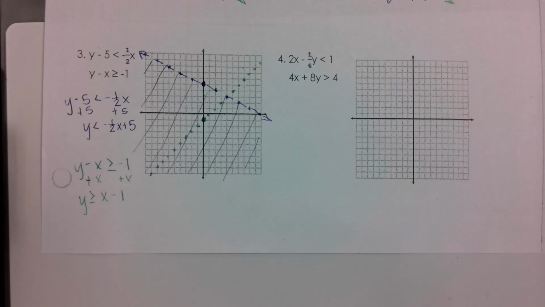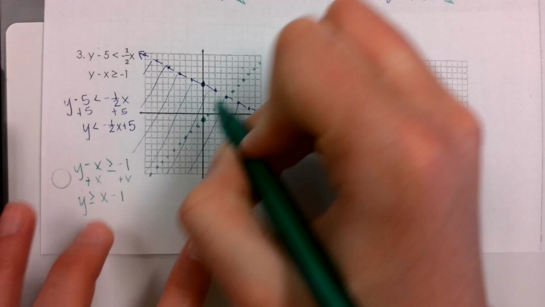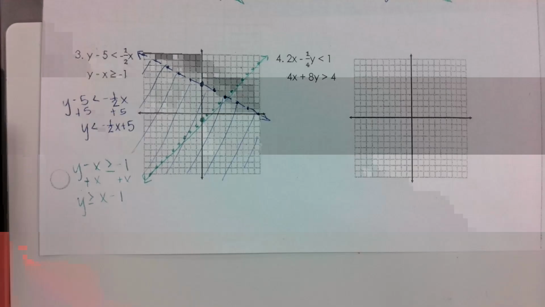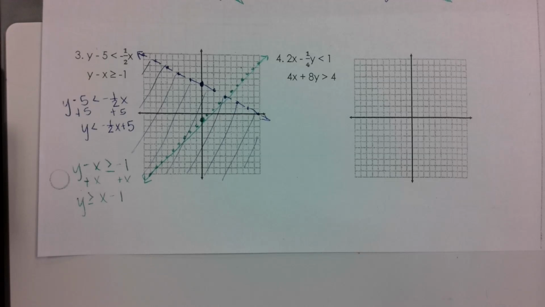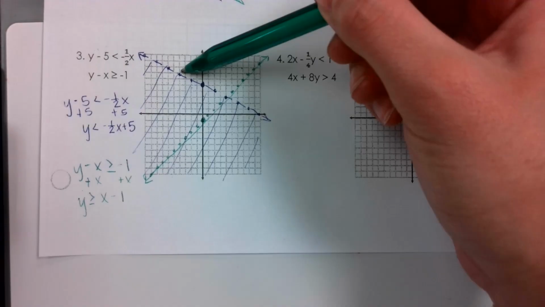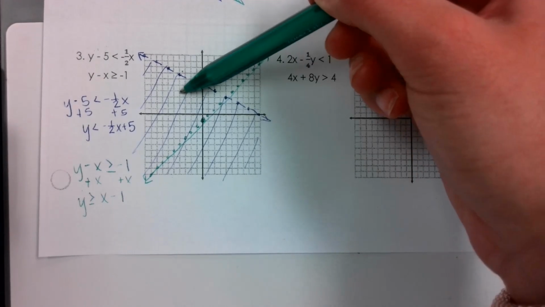Jacob, is that going to be a solid or dotted line? Why is it solid this time? Because it's equal to. Riley, it says y is greater than. So which direction are we going to shade? Above. Will this be above that line? Yes, so that's the direction we want to shade.